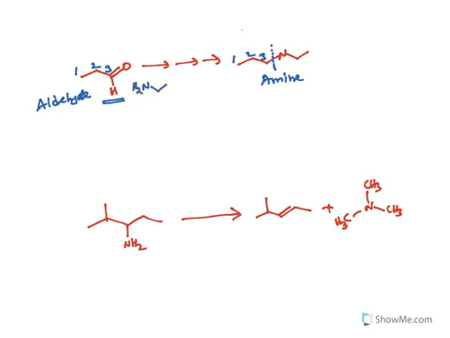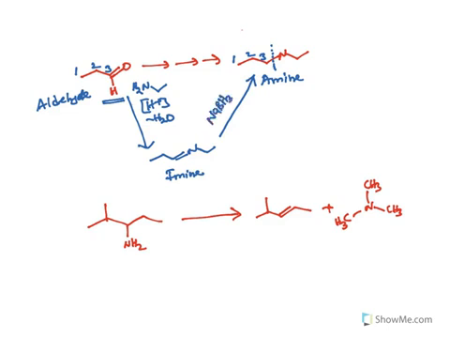If we use a primary amine, the primary amine can react with the carbonyl in the presence of an acid, and the process involves removal of water. And this gives an imine. The imine can further be reduced into an amine if we use something like sodium cyanoborohydride. Or in some cases, people just use hydrogen and palladium.